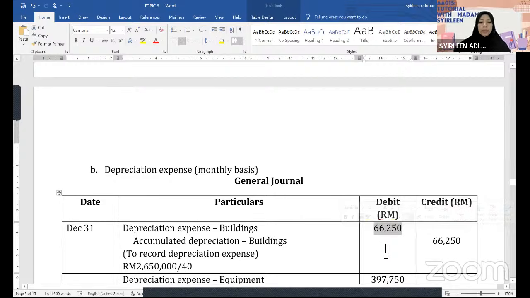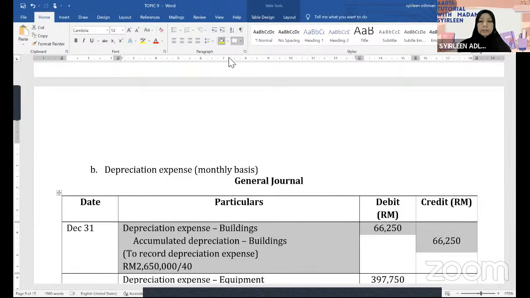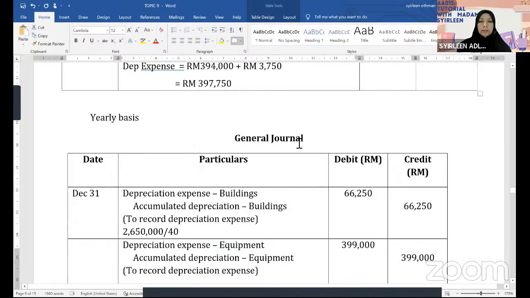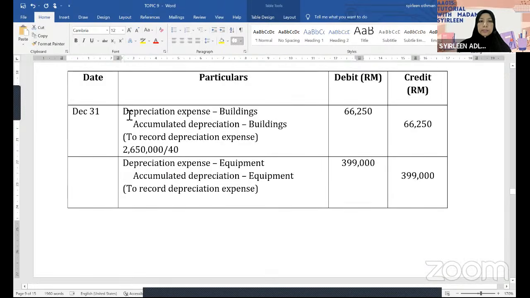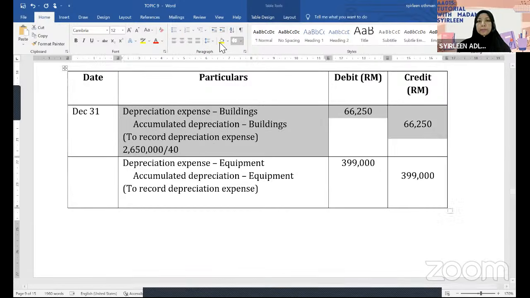Okay. Yearly macam mana? Sama. Sebab bila tak ada transaction, dia tak kacau. So kita kira sebab aset tu memang dah ada dengan kita dari awal. So kita tak perlu nak kira 1/12 ke 6/12 ke, dia memang full year, 12 upon 12, that means 1 year. So this one for monthly basis, okay, and this one for yearly basis, nilai dia akan sama.